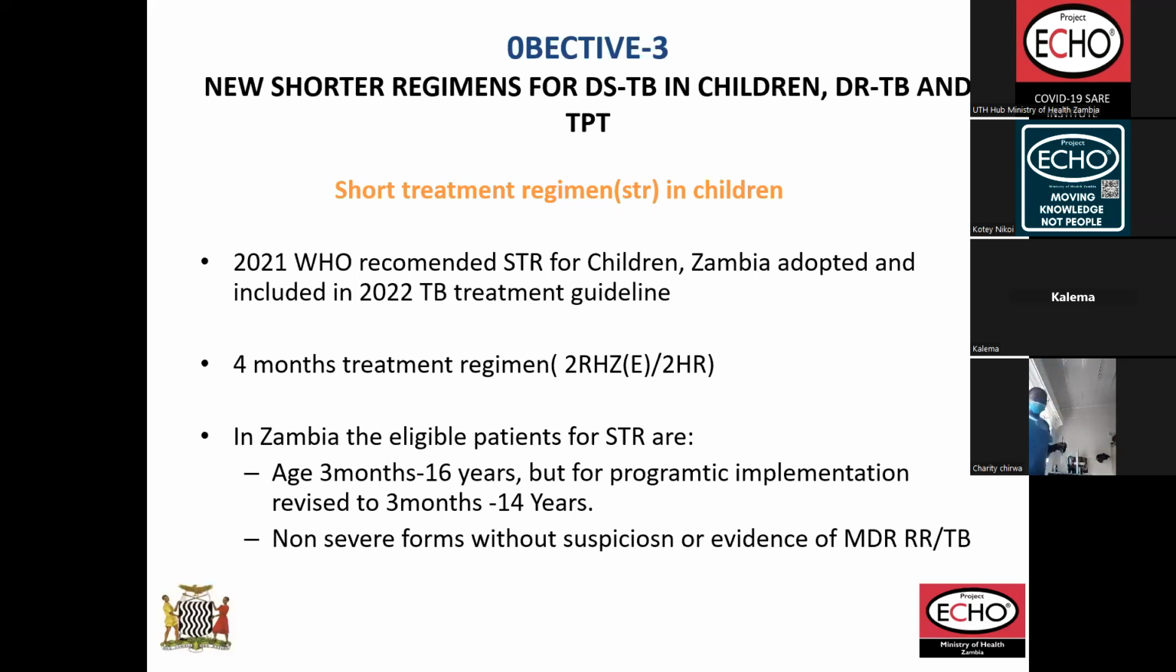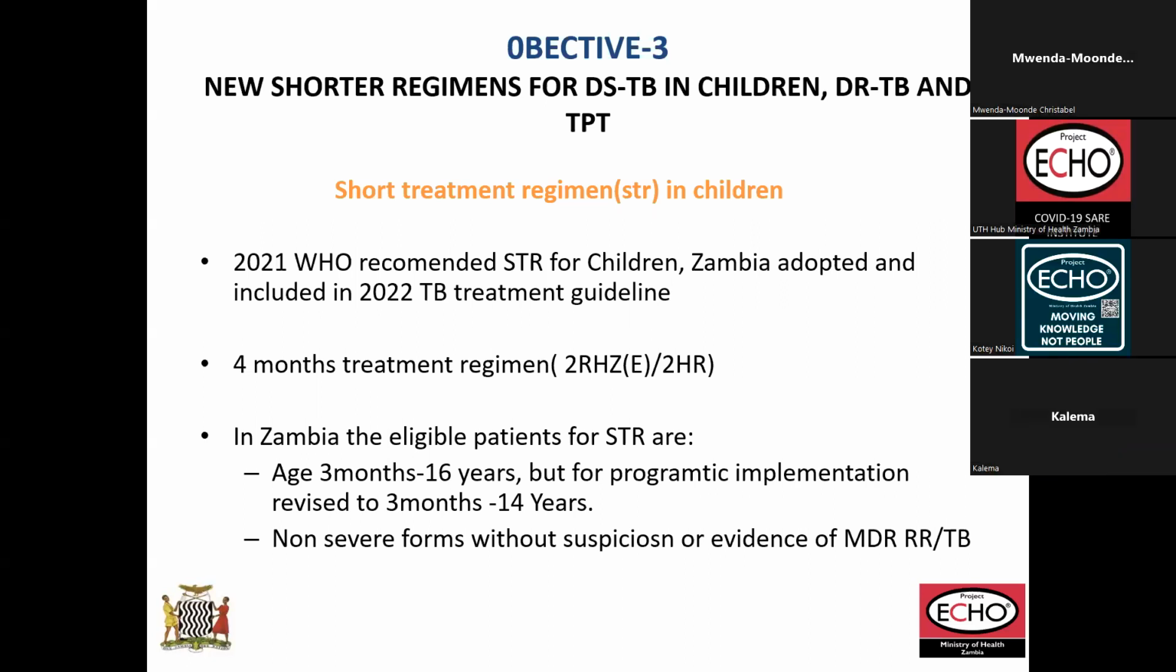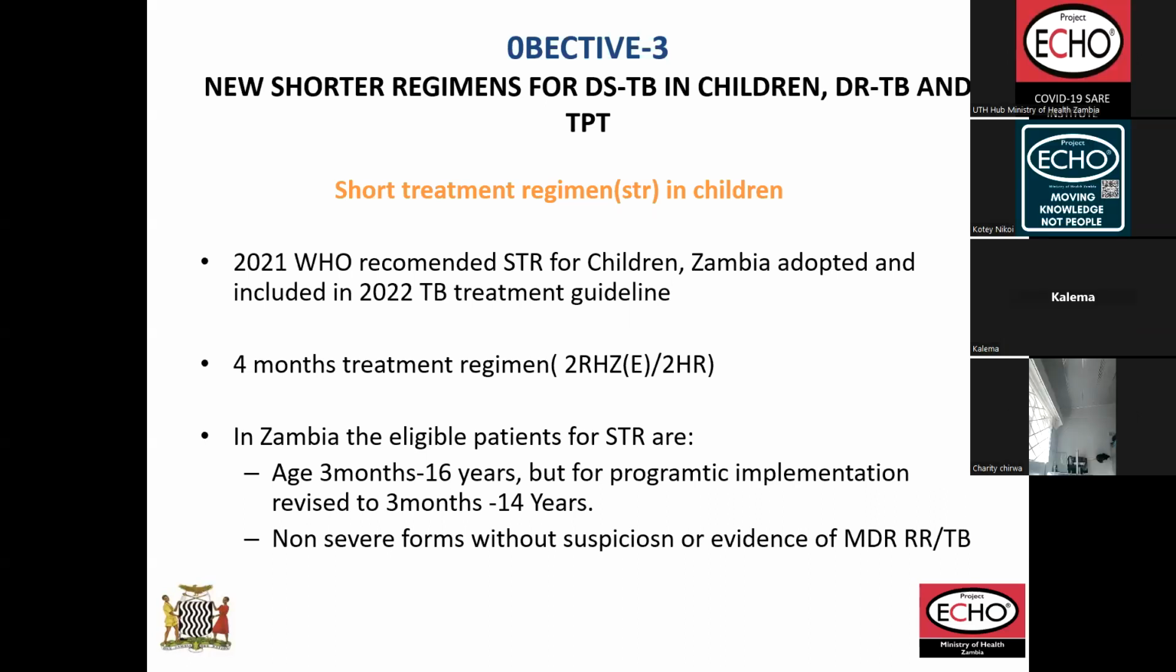And in Zambia, as I mentioned, it's 3 months to 16 years. But for the programmatic setting, we've revised this to 3 months to 14 years. This is to cover the periods in which we report as a program; the data we capture only goes from 0 to 5, then from 6 to about 14 years. So it becomes difficult in a program setting to report for ages 15 and 16 years because they fall in the adult stage. So this has been done for programmatic setting and reporting as a country. And when we look at non-severe form, it is where it is recommended.